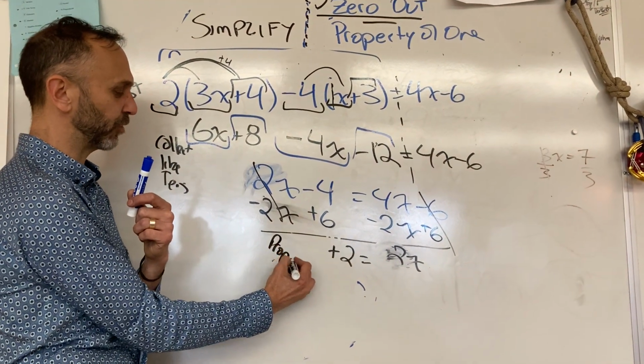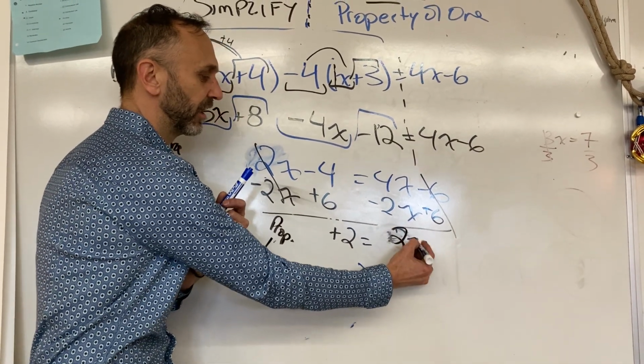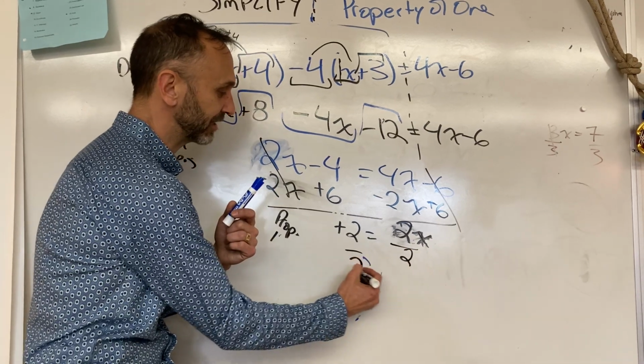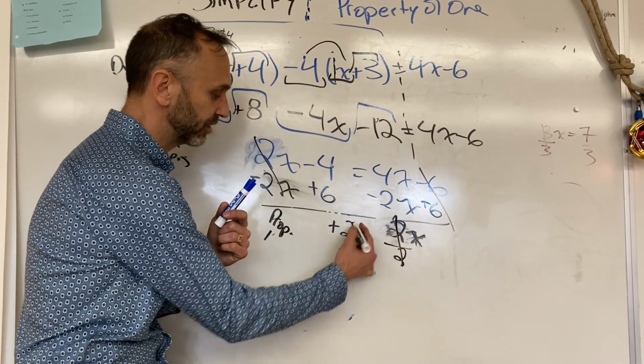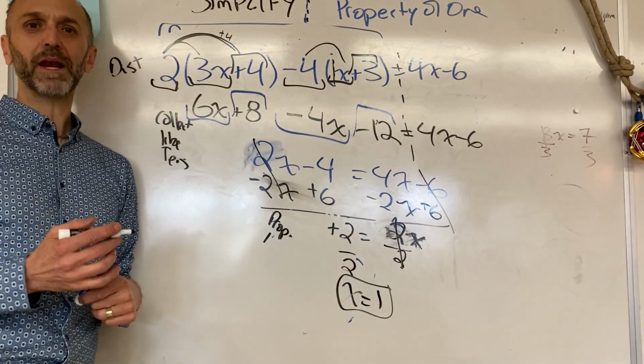Now I use the property of 1. What does the property of 1 state? How do I get rid of that 2? 2 over 2. Yeah, divide by 2. I divide by 2. These cancel out. 2 divided by 2 is 1. x equals 1. Bada bing, bada boom, bada bang.